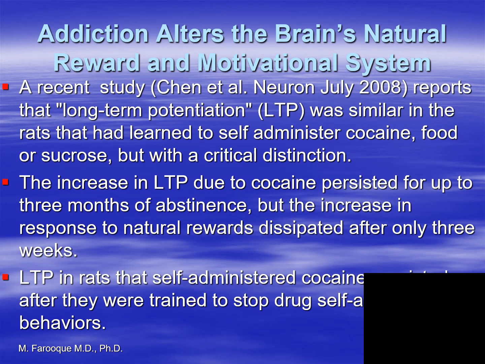Addiction alters the brain's natural reward and motivational system. A recent study reports that long-term potentiation was similar in the rats that had learned to self-administer cocaine, food, or sucrose, but with a critical distinction. The increase in long-term potentiation due to cocaine persisted for up to 3 months of abstinence, but the increase in response to natural rewards dissipated after only 3 weeks.